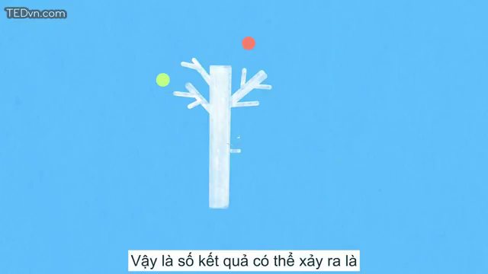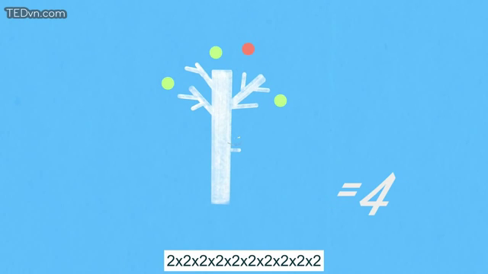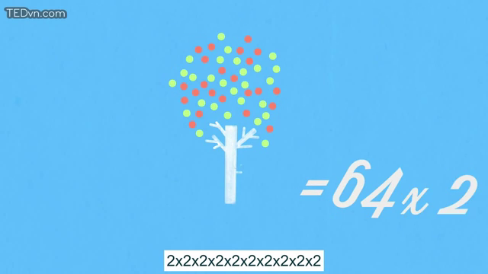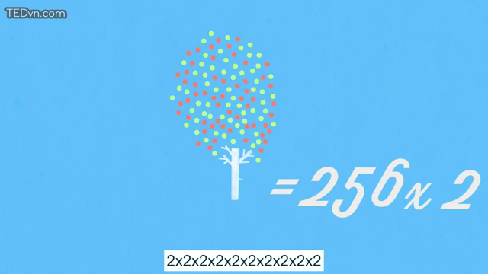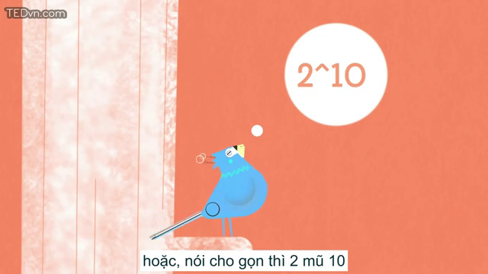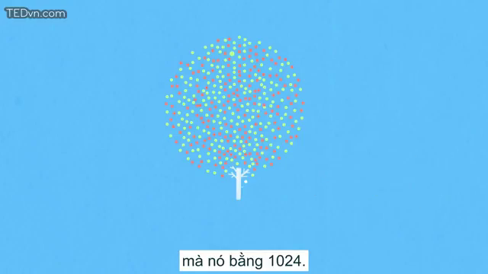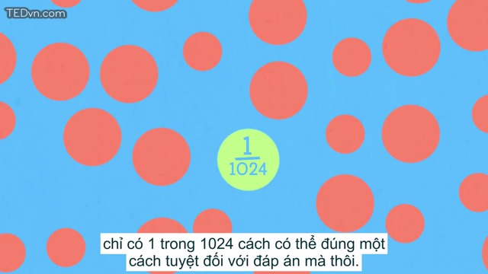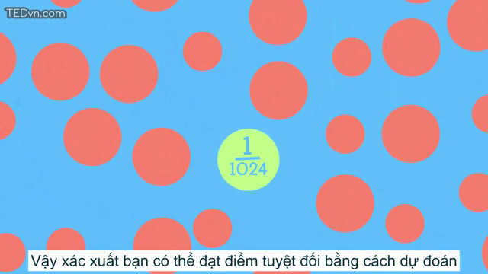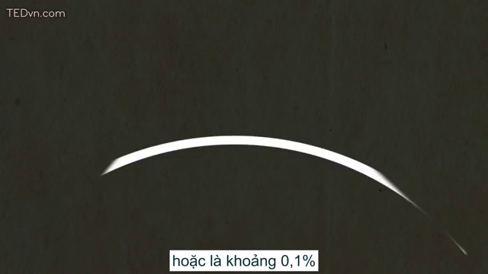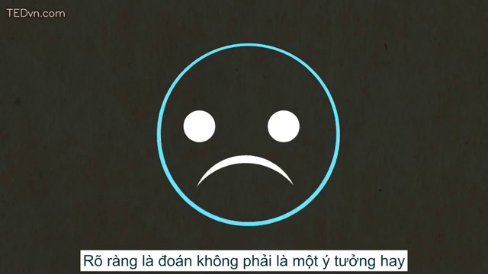So the number of possible outcomes is 2 times 2 times 2 times 2 times 2 times 2 times 2 times 2 times 2 times 2. Or a shorter way to say that is 2 to the 10th power, which is equal to 1024. That means of all the ways you could write down your T's and F's, only one of the 1024 ways would match the teacher's answer key perfectly. So the probability of you getting a perfect score by guessing is only 1 out of 1024, or about 0.1%. Clearly, guessing isn't a good idea.